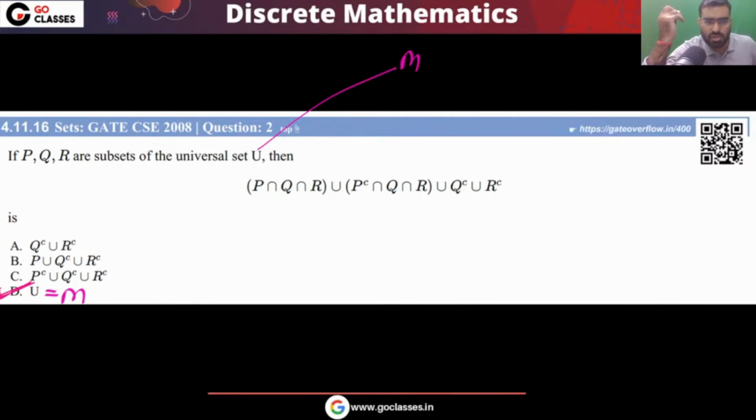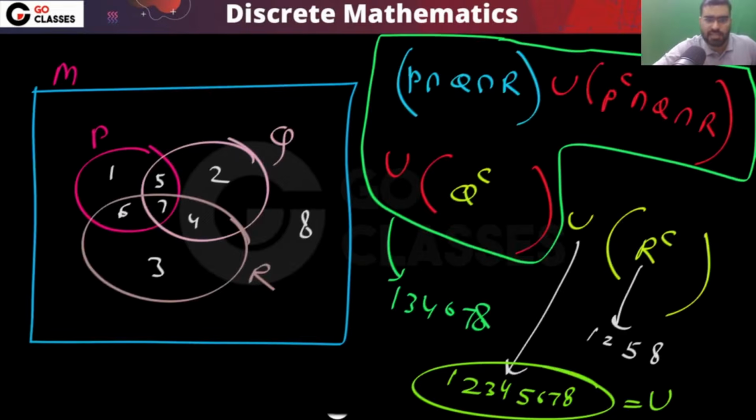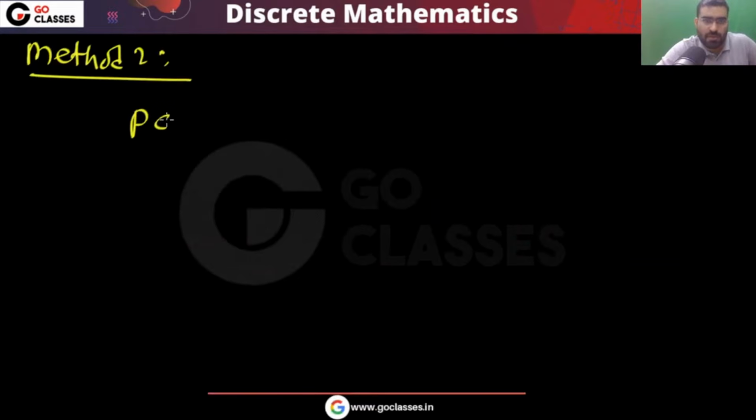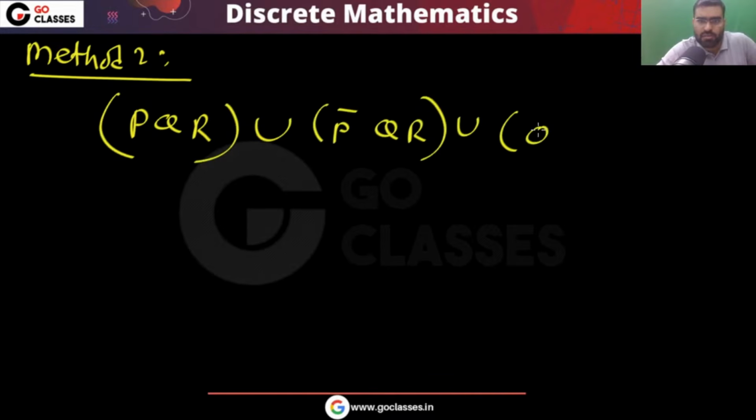You can also solve the same question using the simplification method. See, let's see method number 2. Let's see another method for the same question. You have P intersection Q intersection R, union P complement intersection Q intersection R, union Q complement, union R complement.